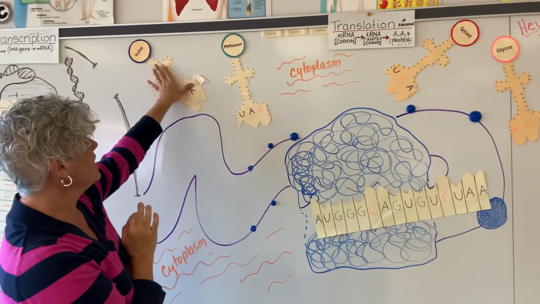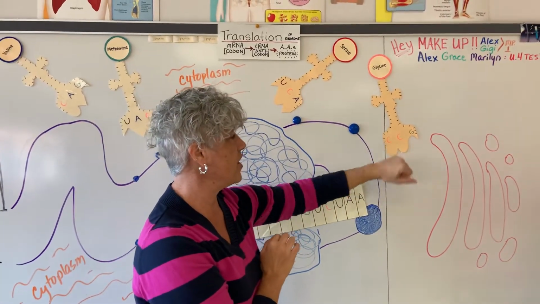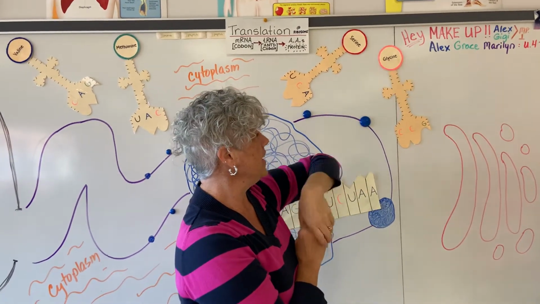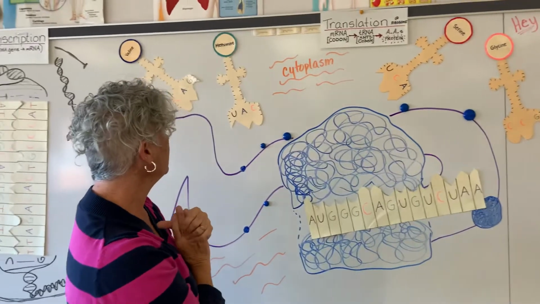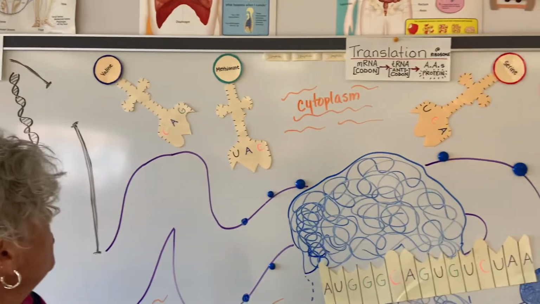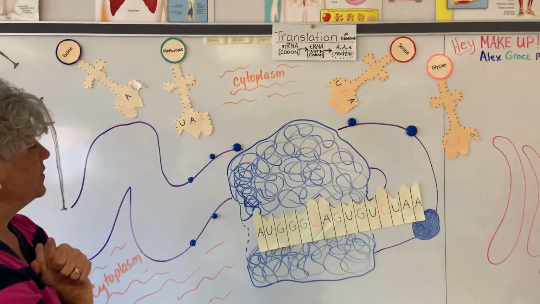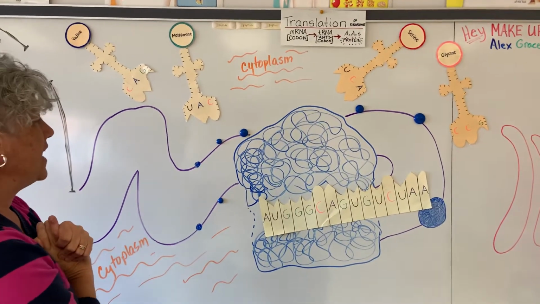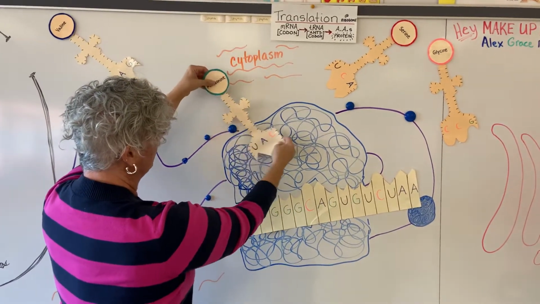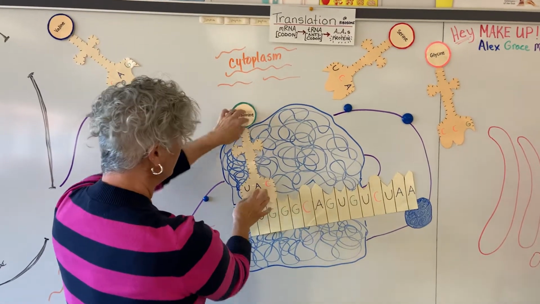So here I have tRNA molecules. Remember that a tRNA molecule is just a type of RNA that has an anticodon at the bottom and a particular amino acid at the top. So can you find a tRNA molecule that has the anticodon corresponding to AUG? And hopefully you've identified that UAC would be the complementary anticodon. So this tRNA molecule would lock into place in the ribosome.